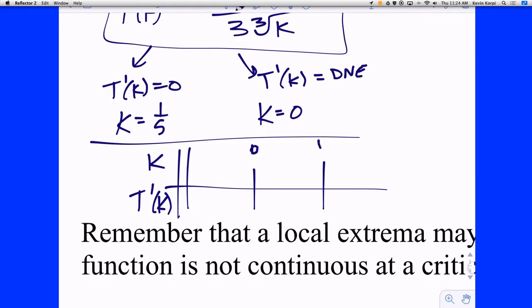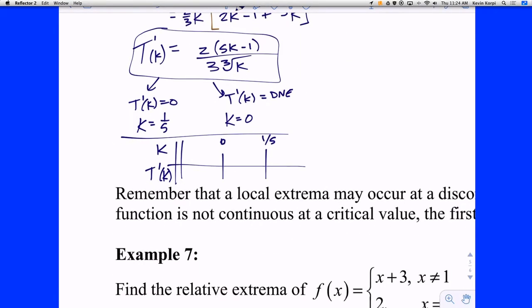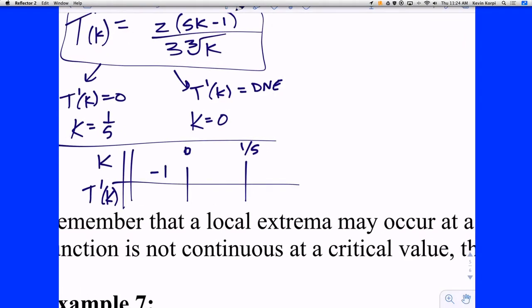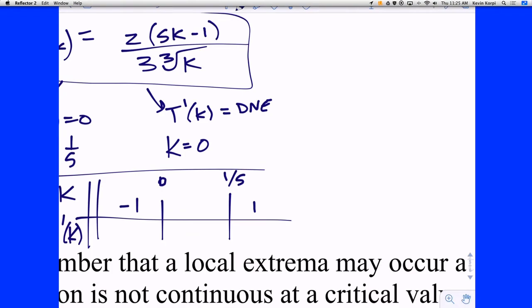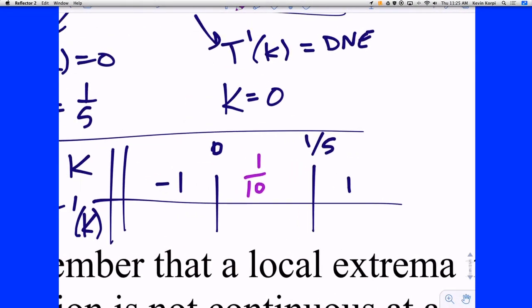1, 0, 1/5. All right, a number to the left of 0, -1. A number to the right of 1/5, 1. Now if I choose a number that's less than a fifth but greater than 0, I probably still want to make it a factor of 5, because when I plug it back in, I'm going to have to multiply it by 5. So how about 1/2? I'm going to choose 1/10. You can choose whatever you want. That'll work. That's the beauty of this. You can choose any number.